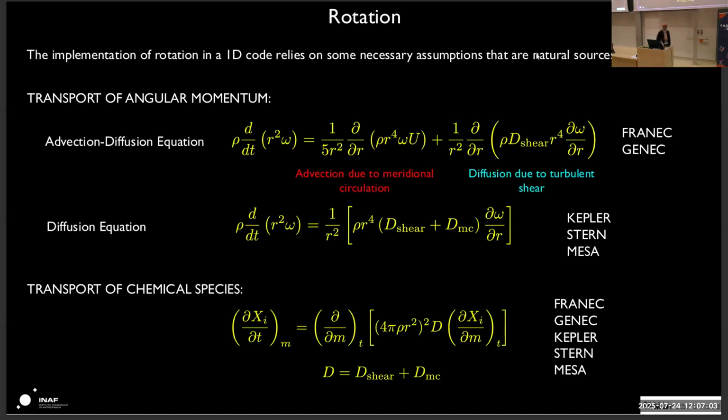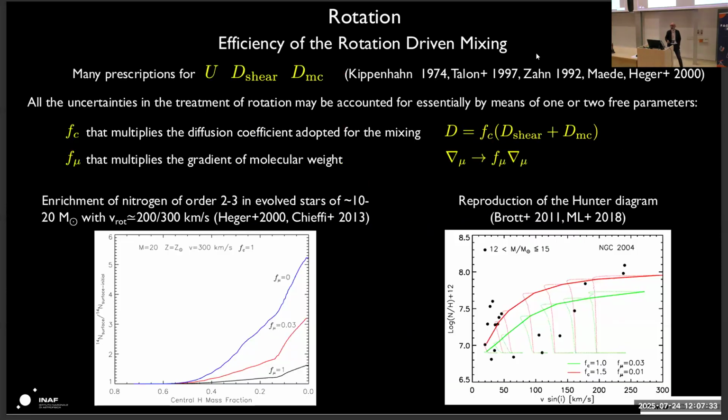Finally, in the last few minutes, rotation. Rotation is a multidimensional effect. We want to treat it in spherical symmetry. There are different approaches followed by different stellar evolution codes. Some codes use an advection diffusion equation for the angular momentum transport. Other codes use a pure diffusion equation. The treatment of mixing is also generally a diffusive approach.